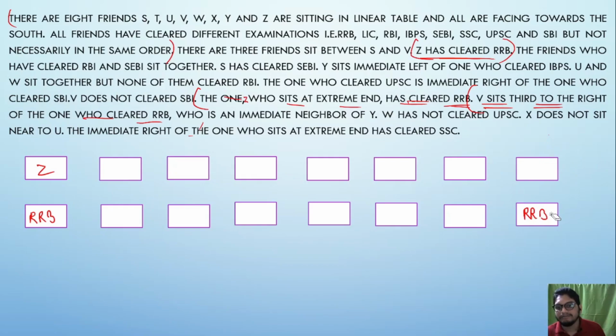So where can Z come? Z can come at this end, definitely. Z will come at this end. Z has cleared RRB. V sits third to the right of Z. 1 2 3. V will come at this position. We are done with V, right? Let's just try to find out data related to V or any kind of stuff, right?